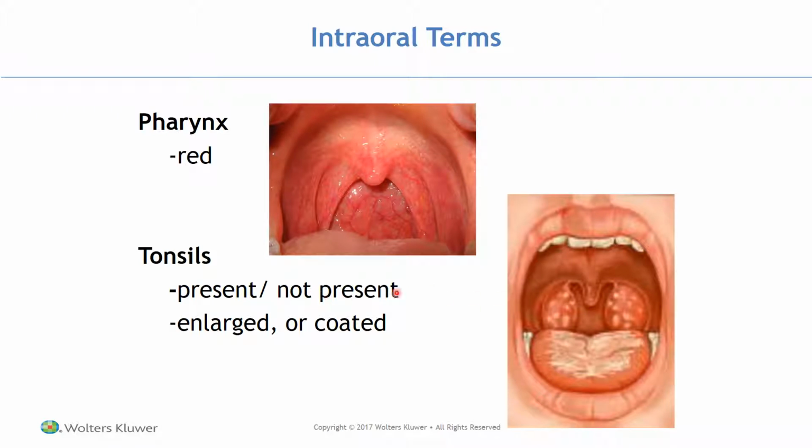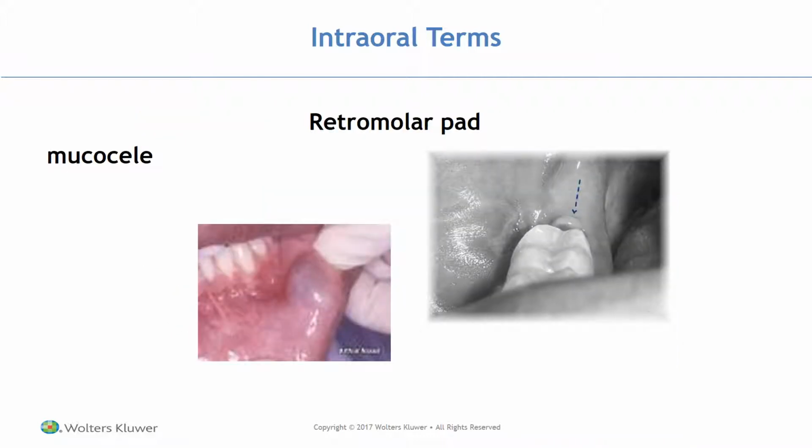All right, so are they present or not present? Are they enlarged or coated? Sometimes it'll just be food on there, but if they're coated, they may have strep.